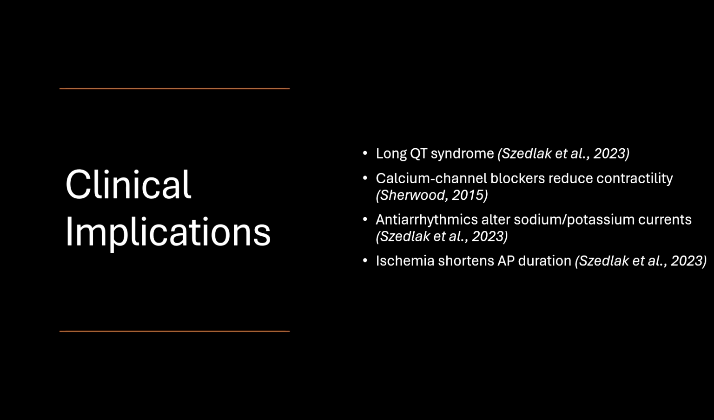Antiarrhythmic medications alter sodium or potassium currents to stabilize rhythm. However, if these are misused, these medications can also cause arrhythmias. During ischemia, ATP depletion disrupts ion gradients, shortens the action potential, and leads to conduction disturbances. Understanding cardiac contractile cell action potentials allows physicians to properly interpret ECG changes and select appropriate medical therapies.